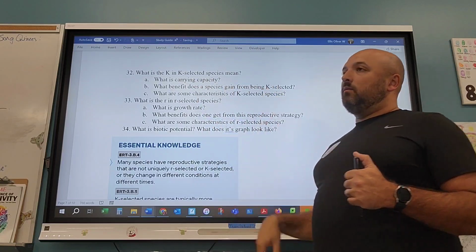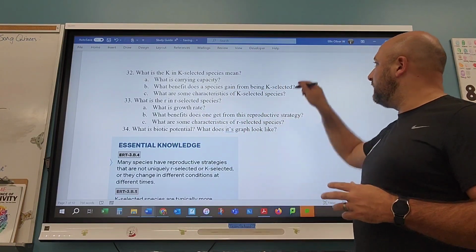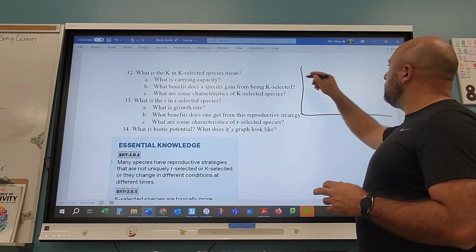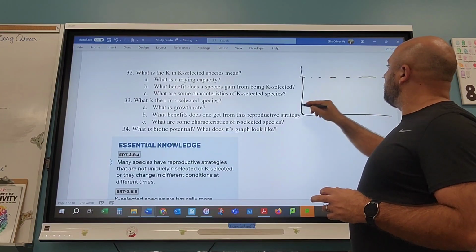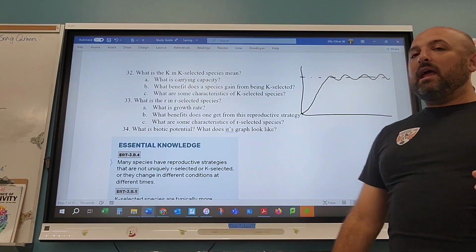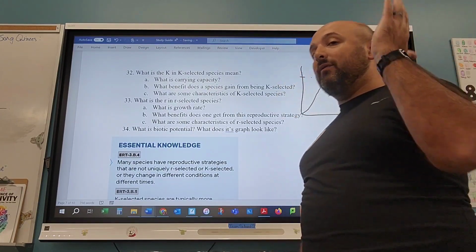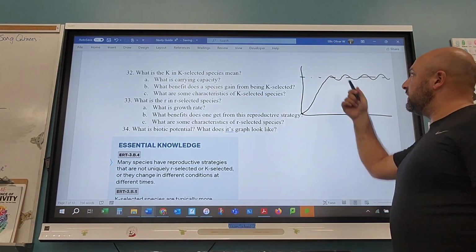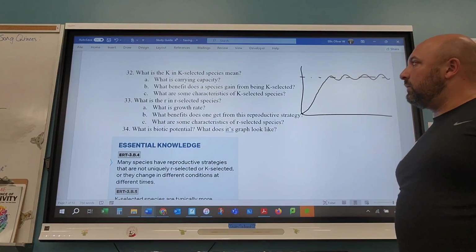What benefit does it gain? Well, if you hug the carrying capacity line, if you're a K-selected species, you should look something like this. Your population goes up, and then it kind of hangs around that. It means that you're not going to have a huge jump in population, and therefore not going to have a huge die-off. You're going to kind of stay nice and level.